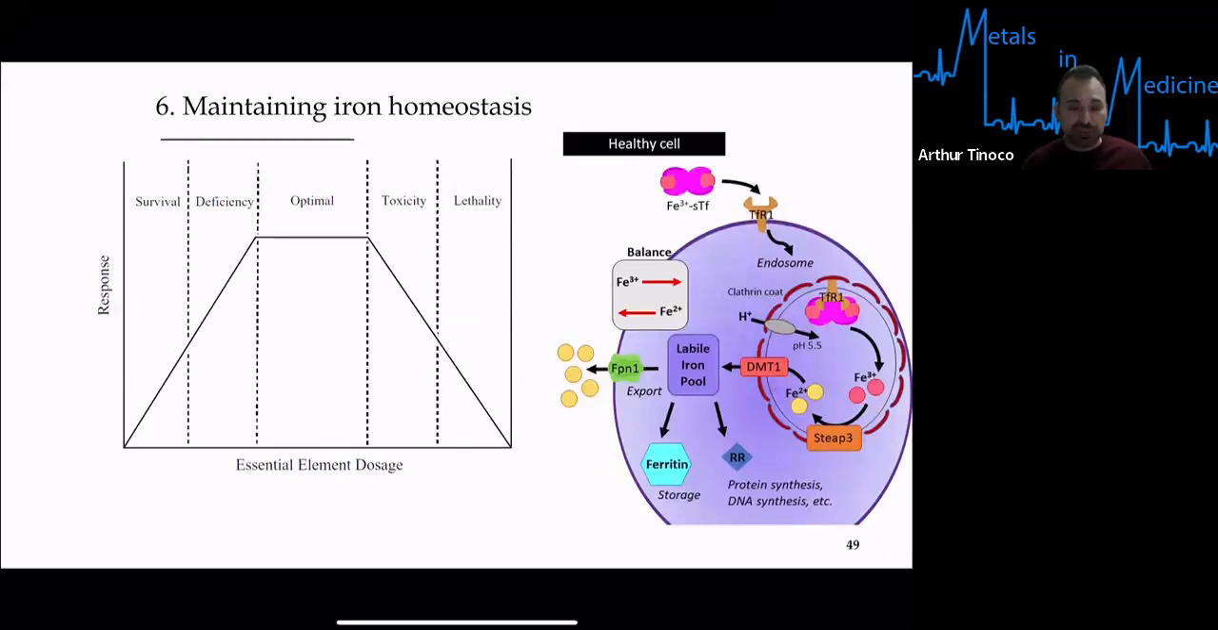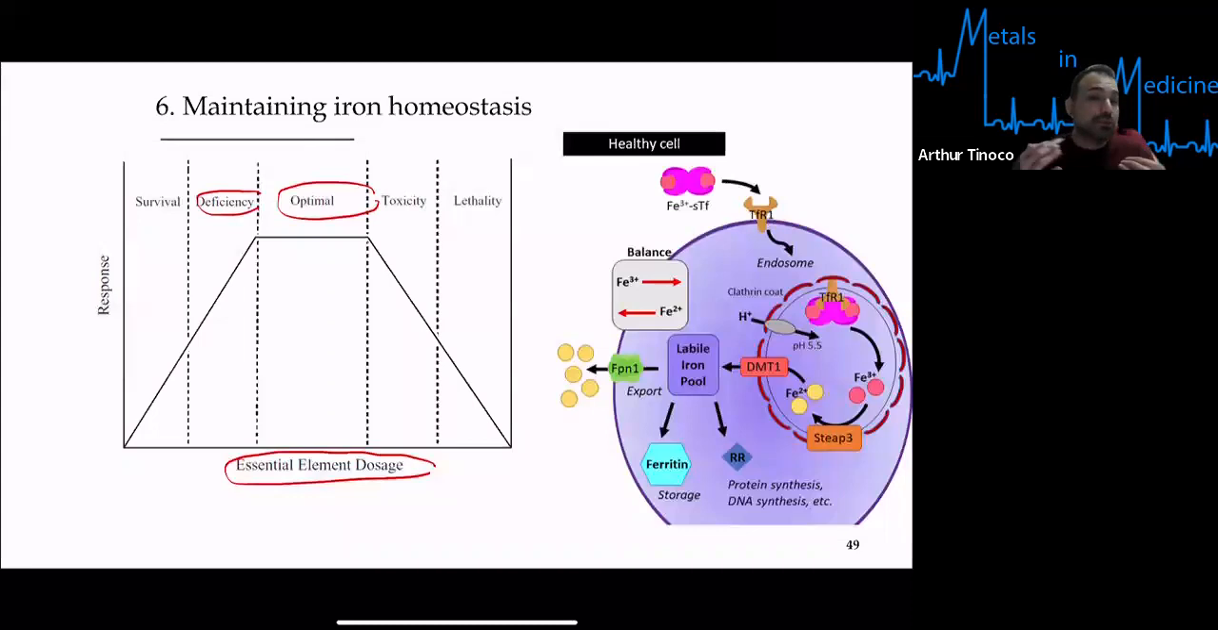Here we have this perspective of essential elements and their dosage and response. You have that sweet spot, the optimal amount of that particular metal. But if you go too far below, you have a deficiency that, especially when you're too far below, can have an impact on survival. On the other end, if you go too high, you can lead into toxicity and then ultimately into a lethal amount in the body.